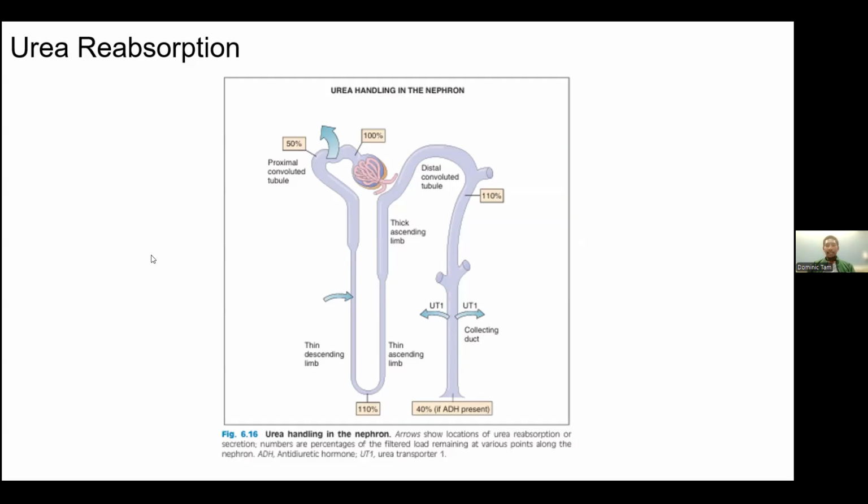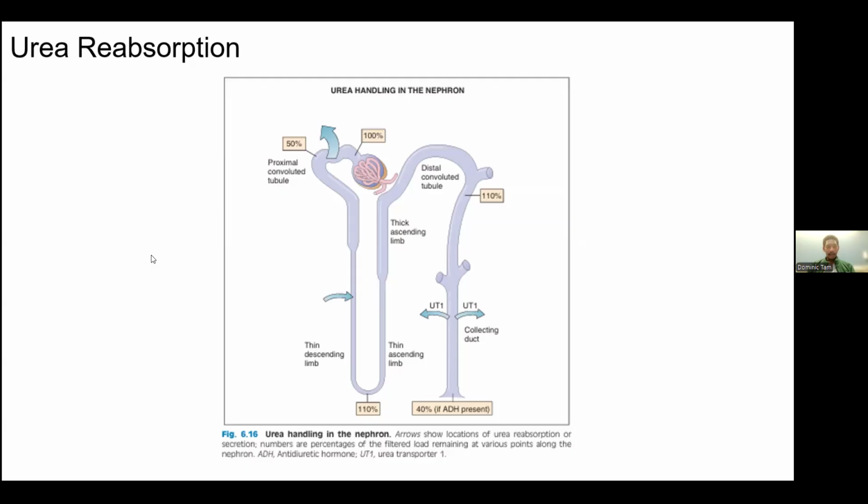The thick ascending limb, the distal tubule and the cortical and outer medullary collecting ducts are impermeable to urea, so no urea transport actually occurs in these segments. However, in the presence of ADH, which we will talk about in detail further on, water is reabsorbed in the late distal tubule and the cortical and outer medullary collecting ducts, and consequently, in these segments, urea is left behind, and the concentration in the tubular fluid becomes quite high.